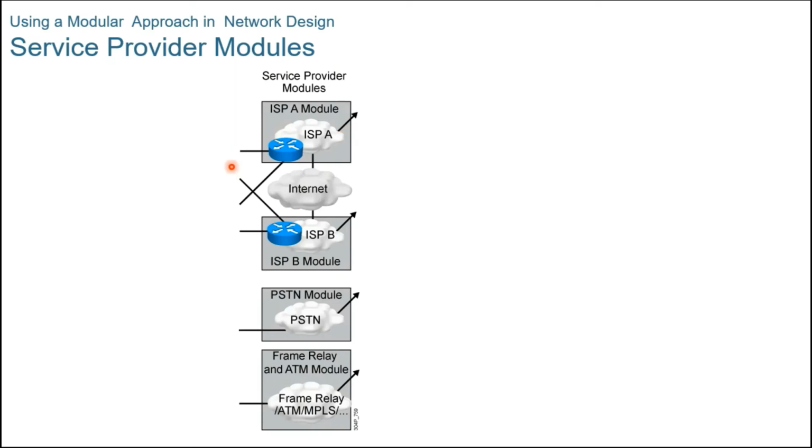So basically, you've got the internet service provider module or the ISP module. You've got the PSTN module, okay? And you've got the WAN technology module here. So it could be, again, a newer technology other than frame relay and ATM, which are already obsolete.